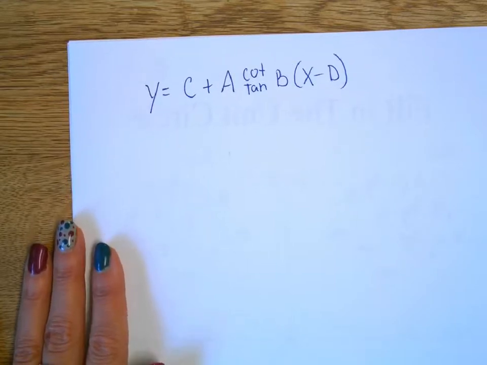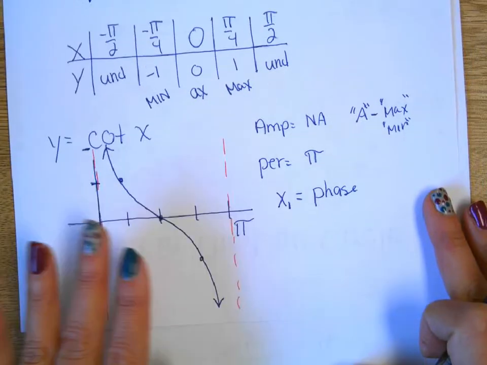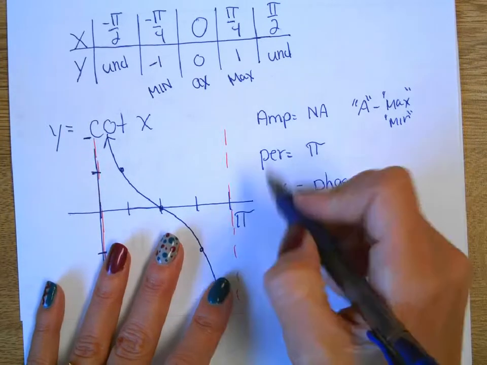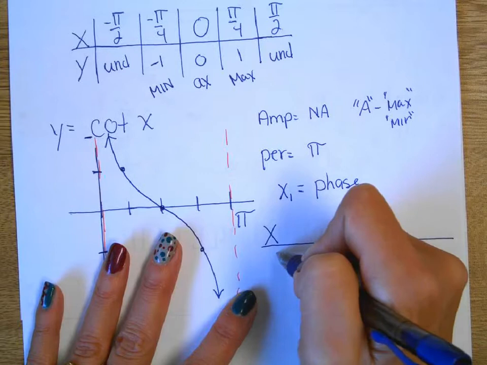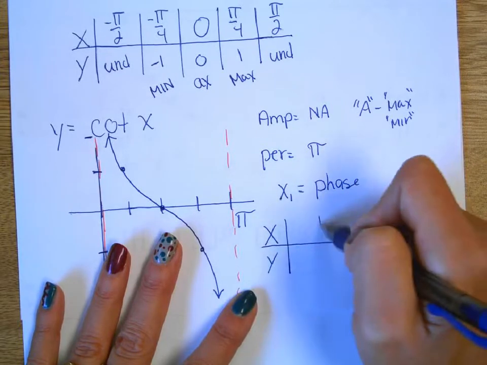Wait, why didn't we do a table for that last one? Oh, I forgot the table. Oops, sorry. Oh yeah, we need the pattern. Good call. Killing me, Schwartz. X, we need the pattern. Totally forgot. Y.